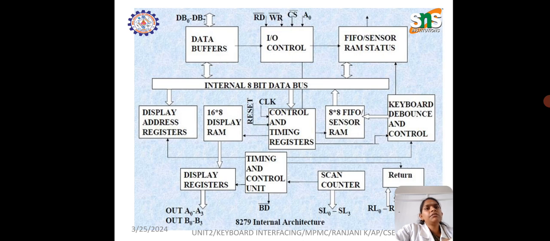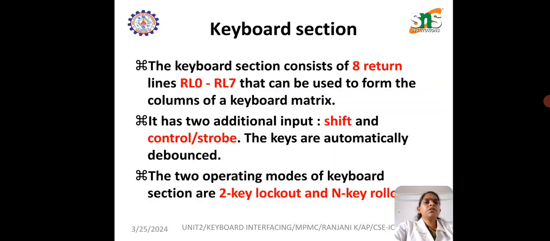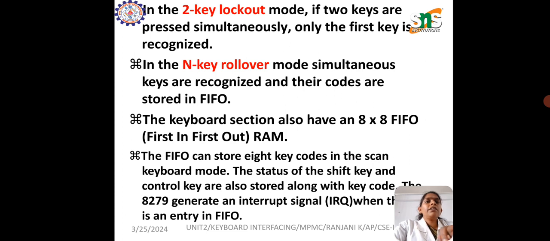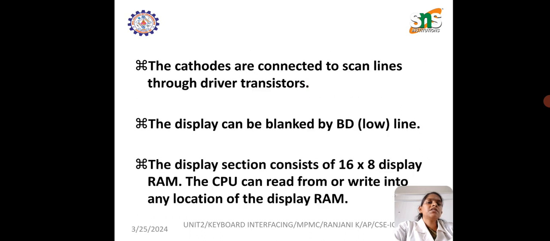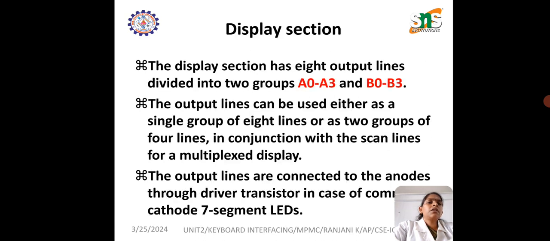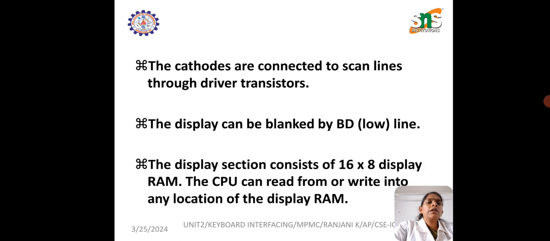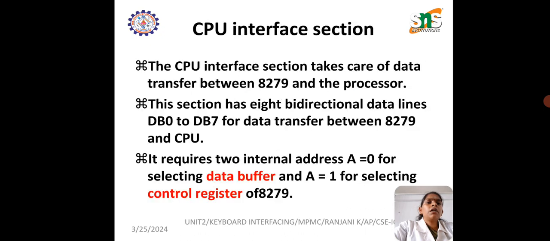This is a detailed view of this architecture and design. It also has a 2-key lockout mode. If two keys are pressed simultaneously, only the first key is recognized. The next one is N-key rollover mode. Here all the keys are recognized and their codes are stored in the FIFO. The detailed display section has already been discussed.